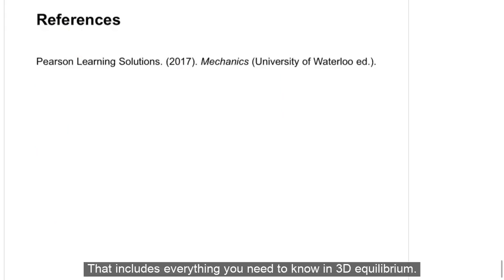That concludes everything you need to know in 3D equilibrium. In the next video, we'll be looking at an example related to this.